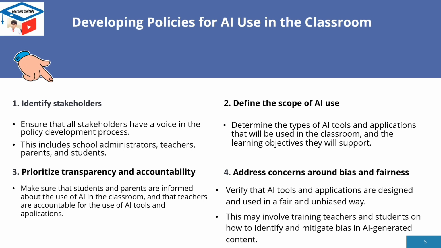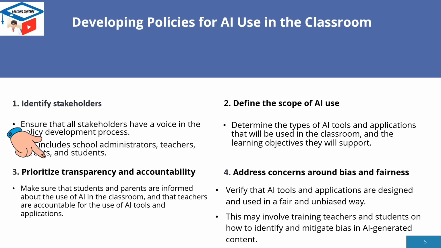Number one, identify stakeholders. Ensure that all stakeholders have a voice in the policy development process. This includes school administrators or college administrators, teachers, parents, and students. All these stakeholders should be on one page. Number two, define the scope of AI use. Determine the types of artificial intelligence tools and applications that will be used in the classroom and the learning objectives they will support.